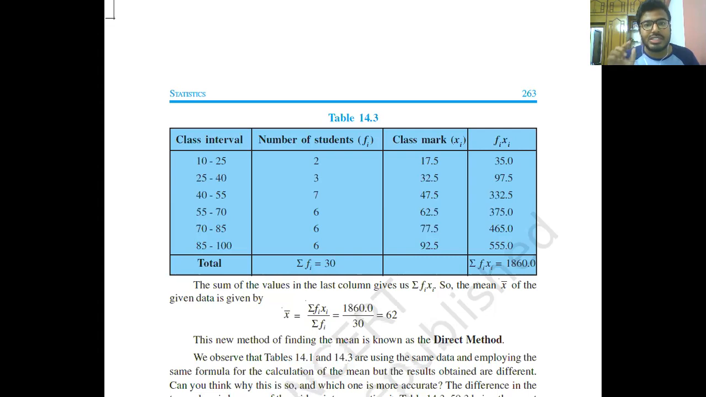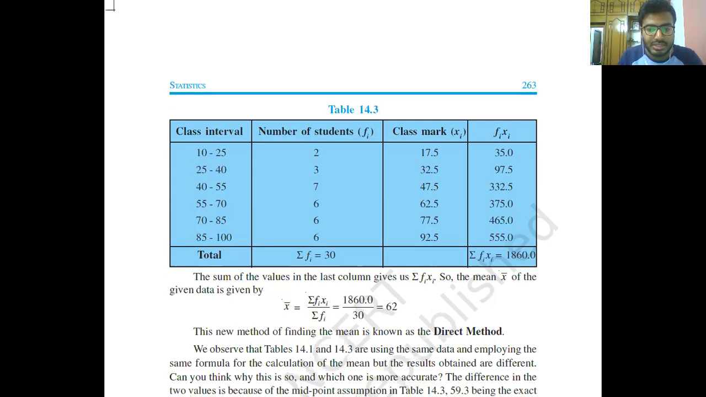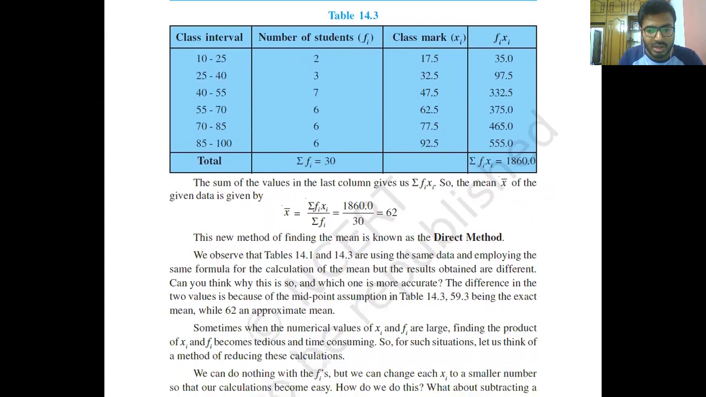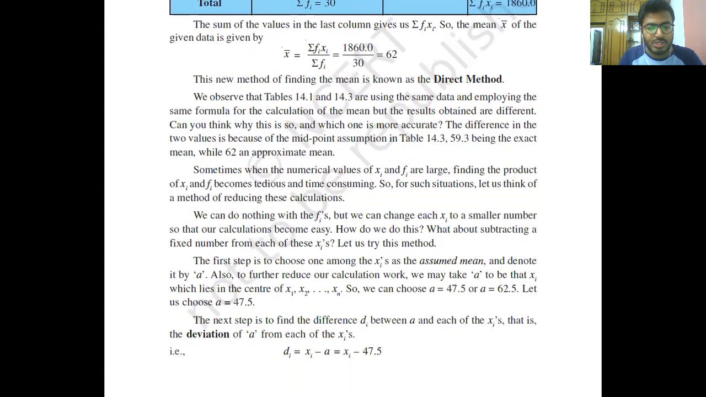Even if the question specifically says that you have to find it through the direct method, then you have to do it through the direct method. If it says to find it through the step deviation method, then you have to find it through the step deviation method. So you have to analyze according to the question. If the question does not mention any formula or pattern, then you can do it your own way. Okay, now we are going into the assumed mean method.